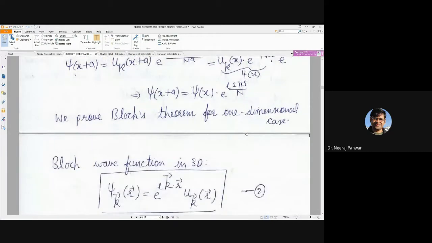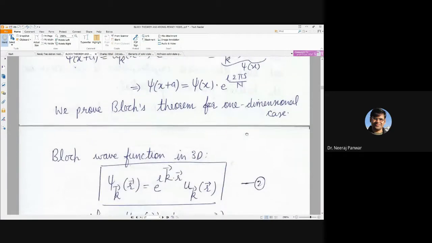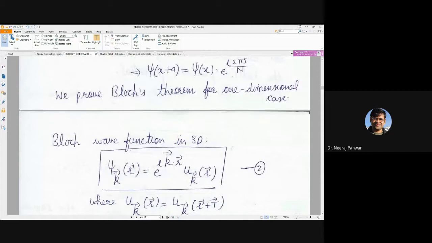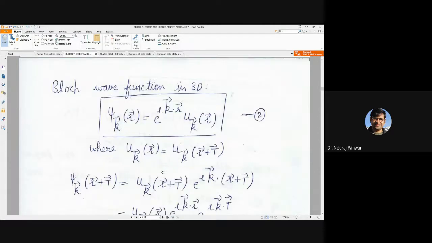Similarly, we can expand it for the three-dimensional case. We will get this equation: a wave function with wave vector k and at position r should be equal to a modulating function which has the periodicity of the lattice, u k at position r, times a plane wave given by e to the power iota k dot r.